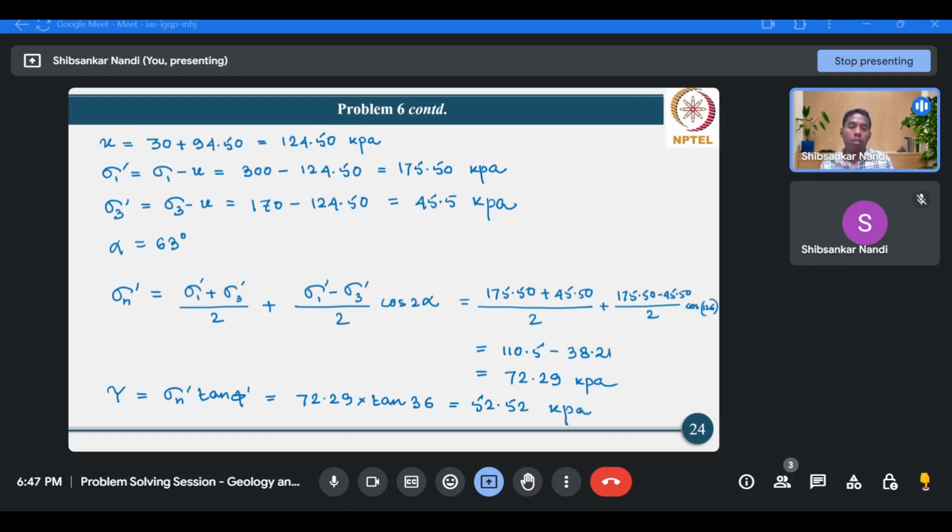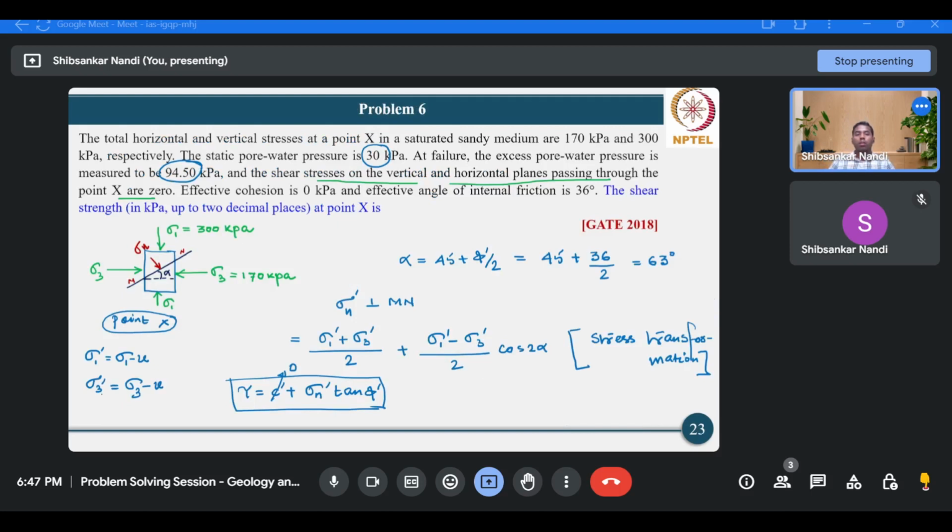Okay, so this is the main trick that we have to identify: you have to go for that stress transformation to determine the effective normal stress acting on the failure plane. That is very, very essential to address this question. So from the given state of stress, we can calculate the transformed stress, that is the normal stress acting on the failure plane.